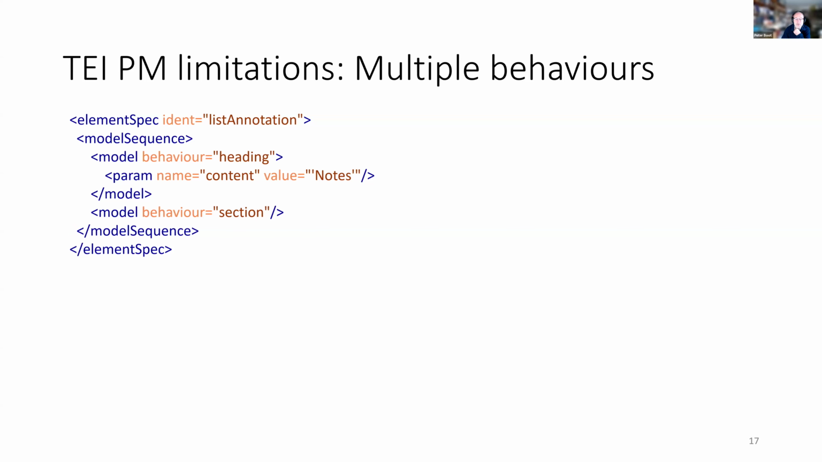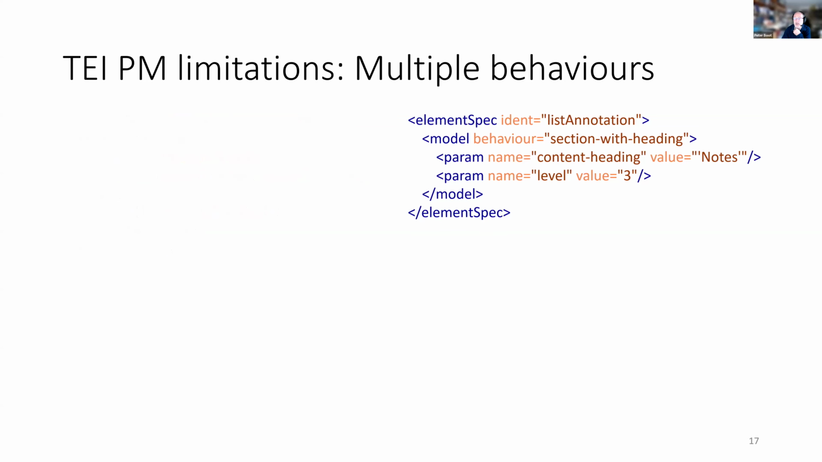If I'm willing to introduce my own behavior, I could create within the paradigm of the TEI processing model a new behavior, say section with heading, and then the parameters for the heading would also be here. And this would work. The disadvantage is that I would be dependent on someone implementing this behavior, of course. And the other disadvantage is that it leads to multiplication of different sorts of behavior, which really were already defined. This is not the only case where we need something like this.